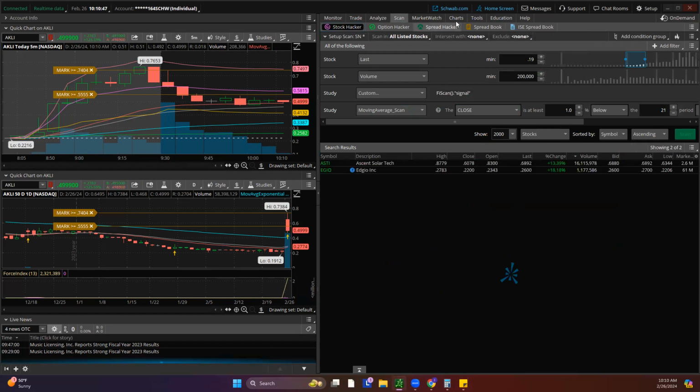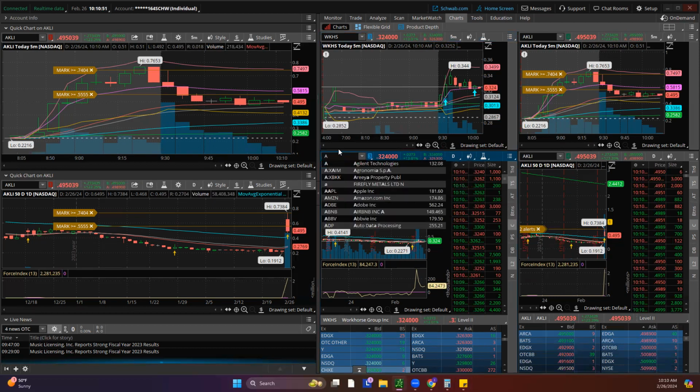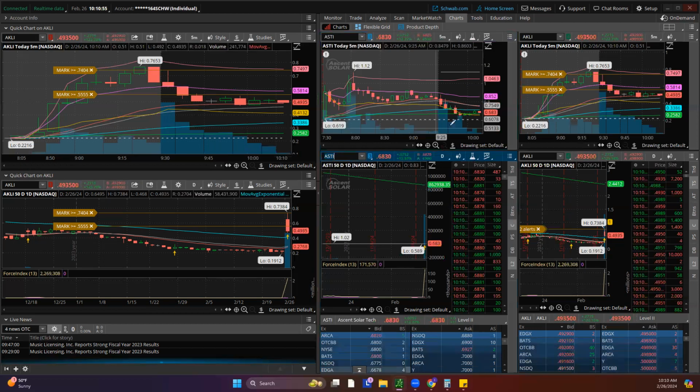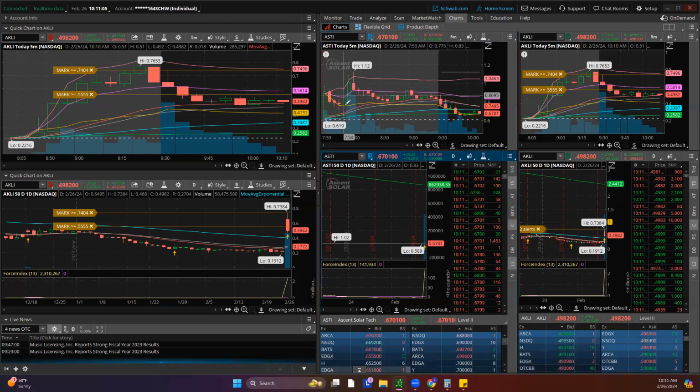And we have ASTI. Not interested in this because it's below the pre-market high for this scanner. This scanner is different than the one where I pulled this stock from. So not interested in that.